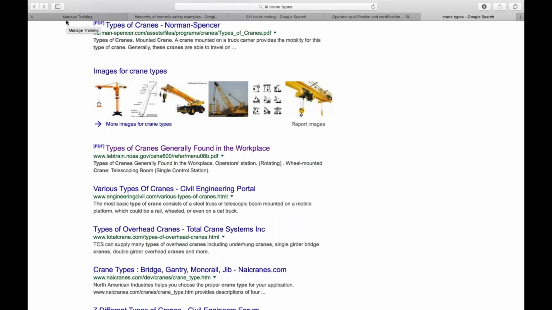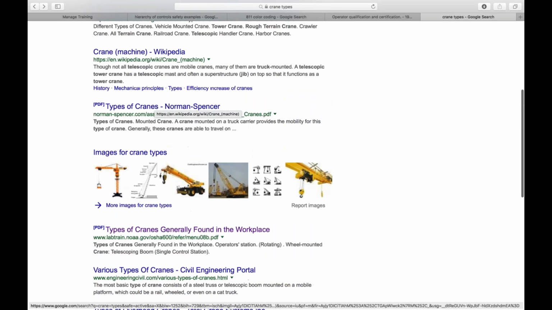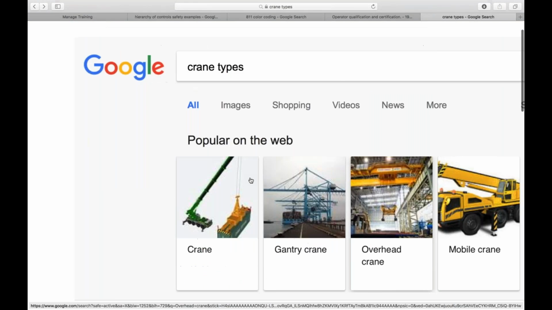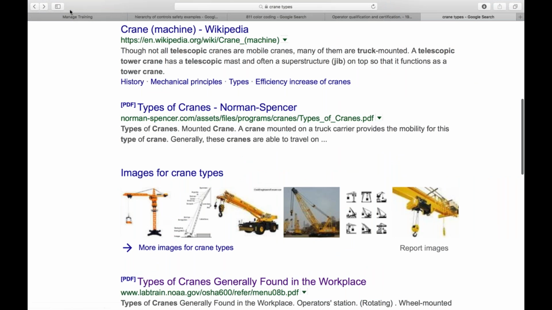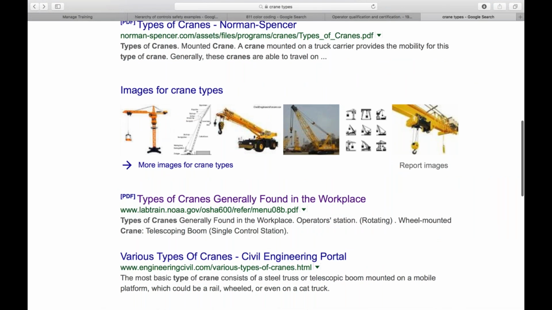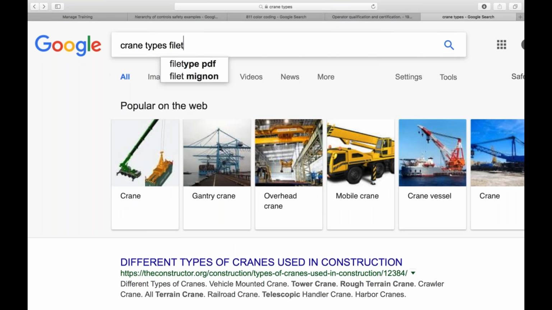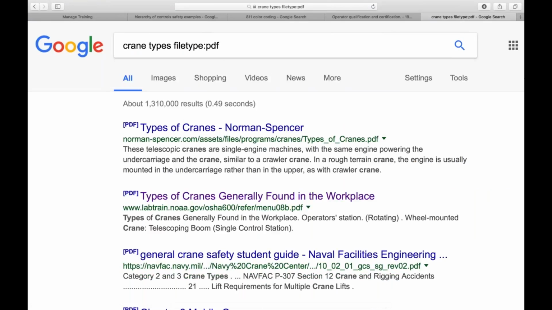I'm going to leave that up there for you for a moment, and then let me go back to how I found it. Sorry about that. All I did was type crane types, and let me show you how I got to it again. I typed crane types, file type, all one word, colon PDF. Basically, I'm telling it all I want is PDFs. And there you go, right there. It's the second one, folks. That's the easiest way to find it. What I did is I told it with this control that the only files I want are PDFs. That's why all you see now are PDFs in my search. All right, good. So let's move on.